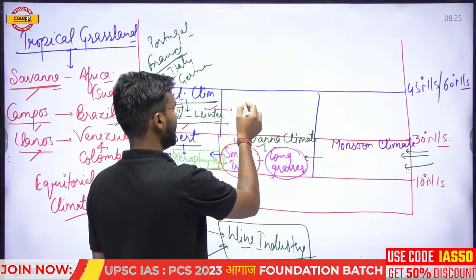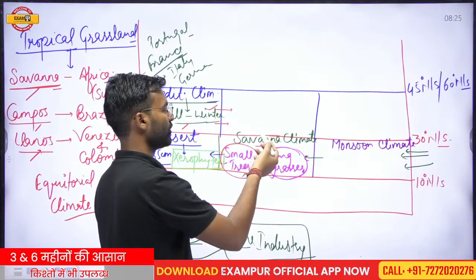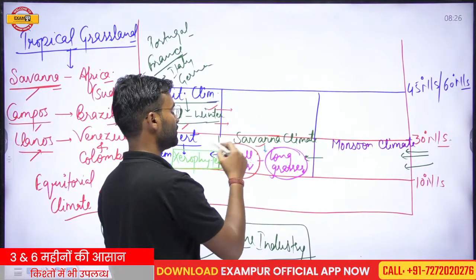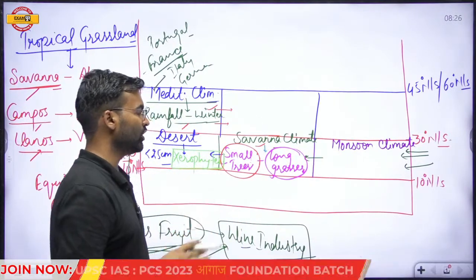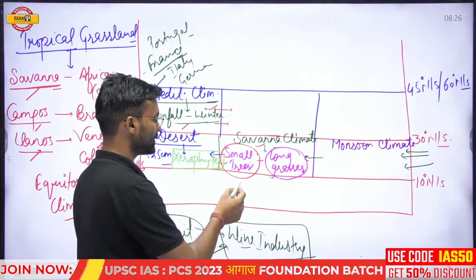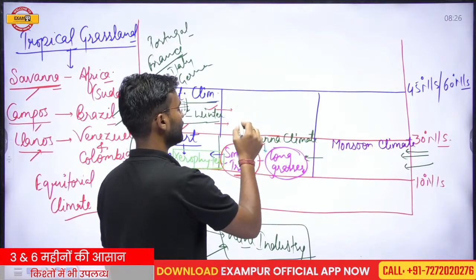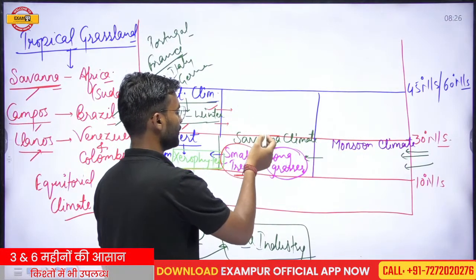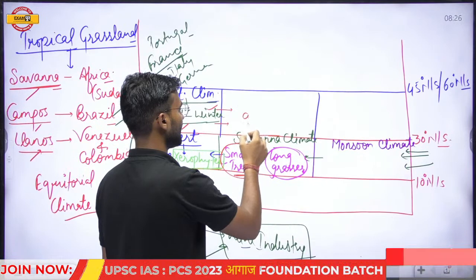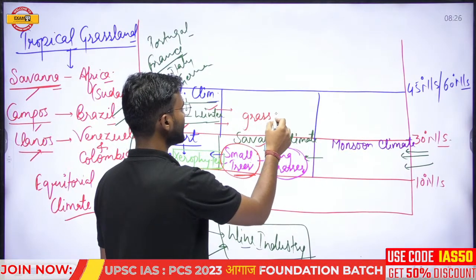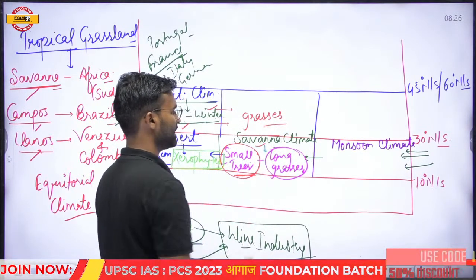So here there is no sufficient amount of water for the supply of trees. So no small trees are found here, only some grasses are found. So you can compare both the grasslands.